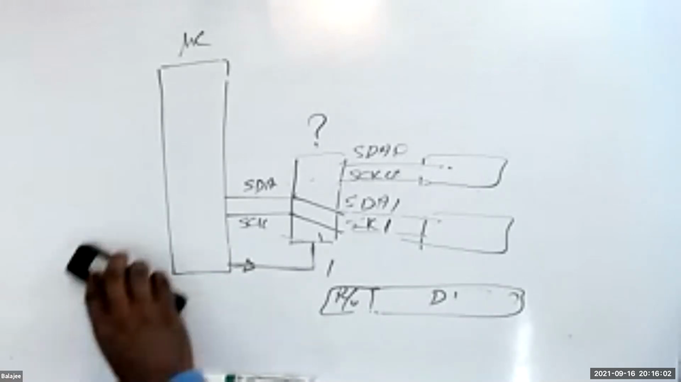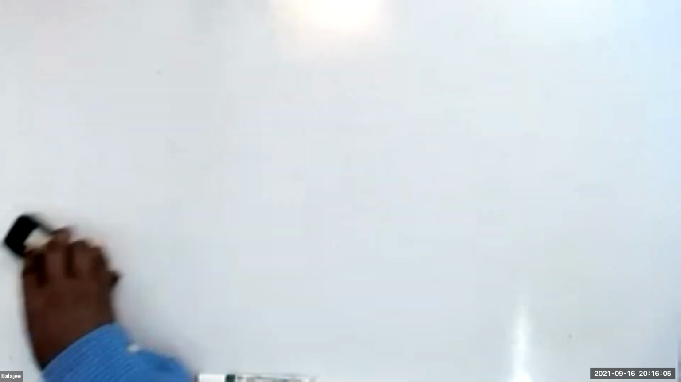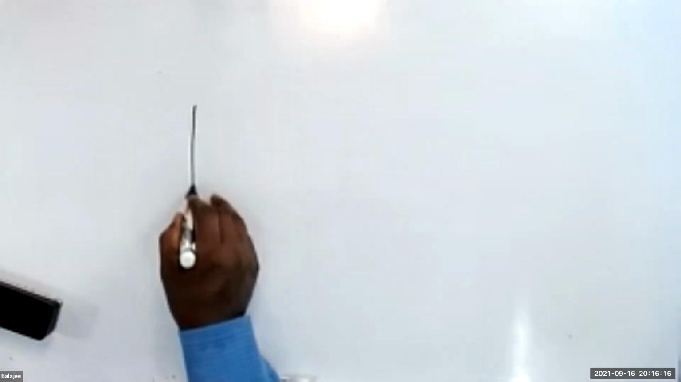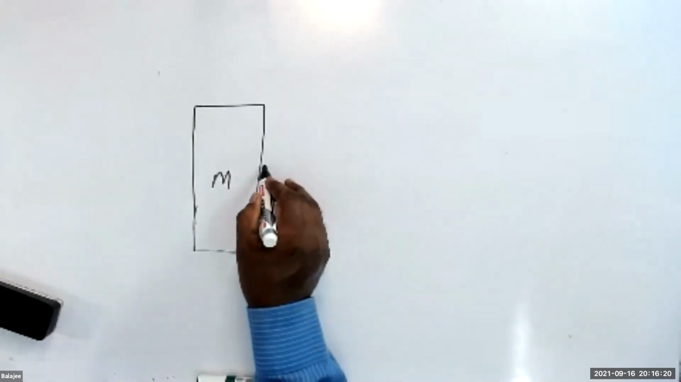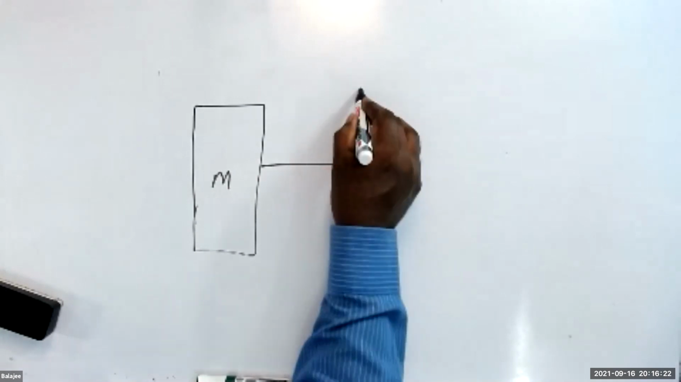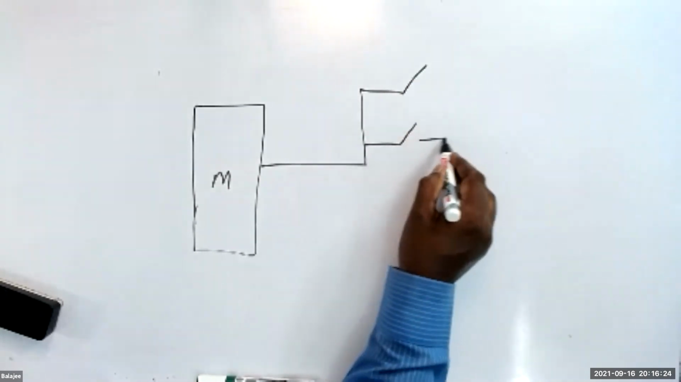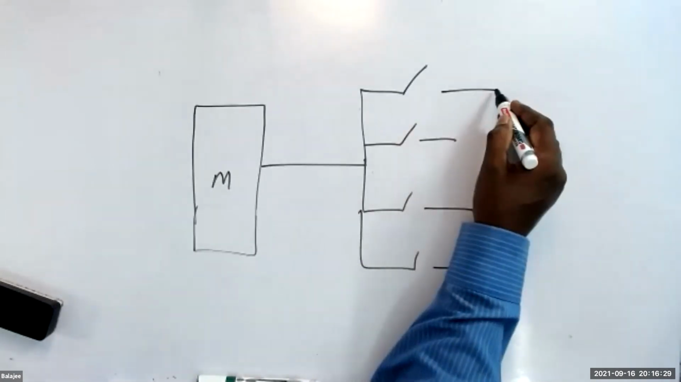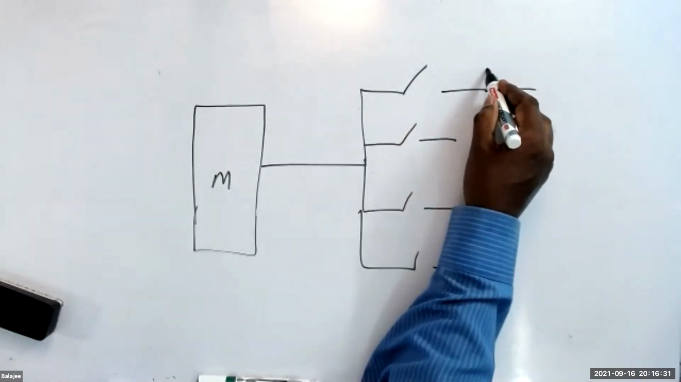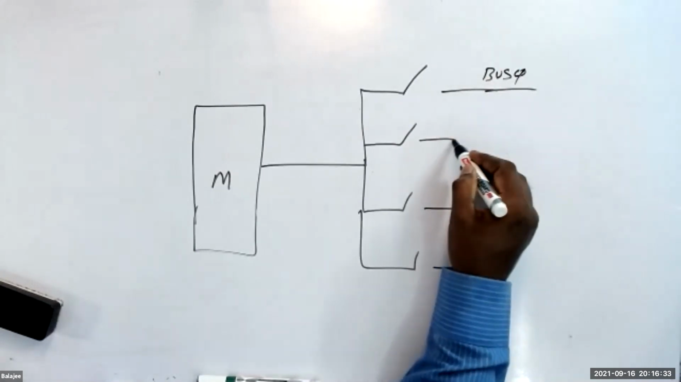Okay, now I'll go to the board. The trick here is I have a master, and I have the I2C bus, and I have switches. And here, this is channel bus 0. Bus 1.